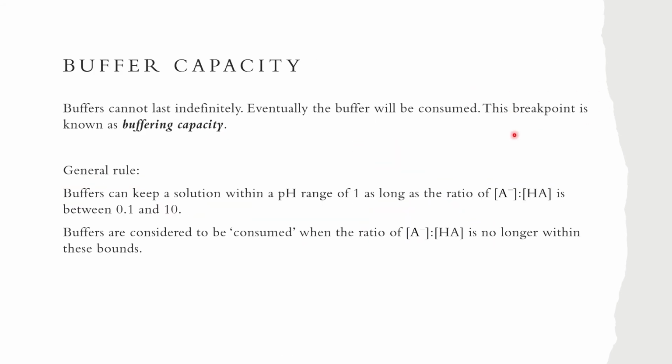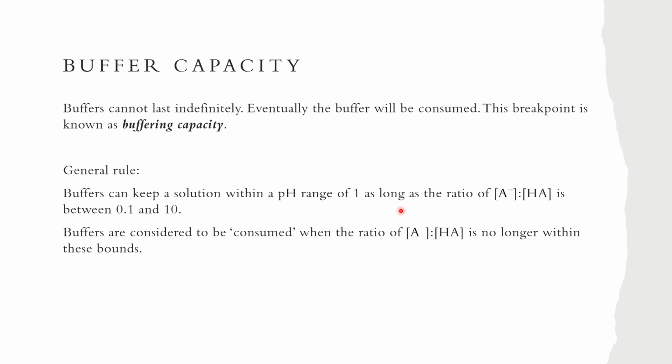This break point where we have that big dip or spike in pH, depending on whether we're adding acid or base, is known as the buffering capacity, the point at which it's not really acting as a buffer anymore. As a general rule, buffers can keep a solution within a pH of 1 as long as the ratio between the acid and base, so either the weak base and its conjugate acid or the acid and its conjugate base, is between 0.1 and 10.